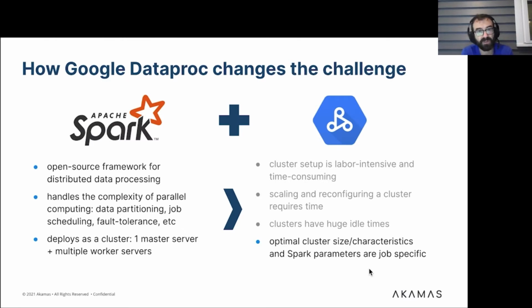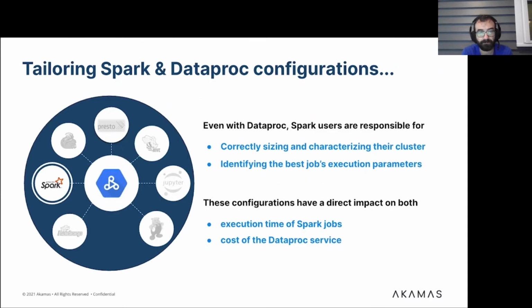That is, even with Dataproc, you still have the responsibility of right-sizing the cluster, identifying the best hardware for running each node, and the best job execution parameters. And all these configurations have a direct impact on both execution time and cost of the Dataproc service.